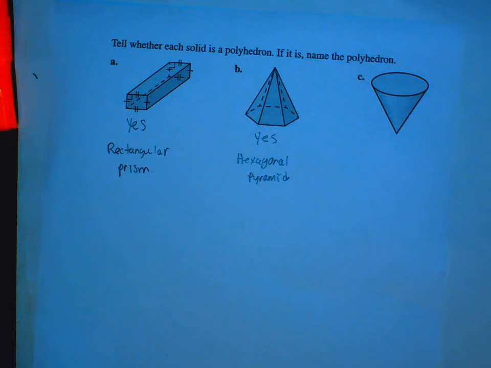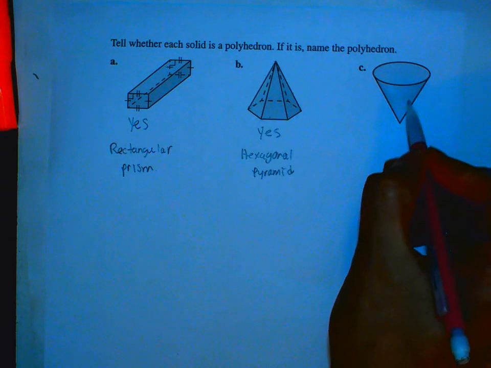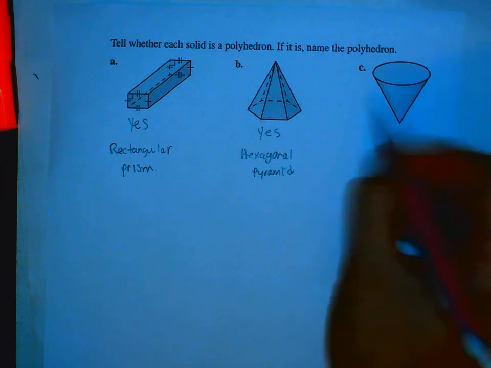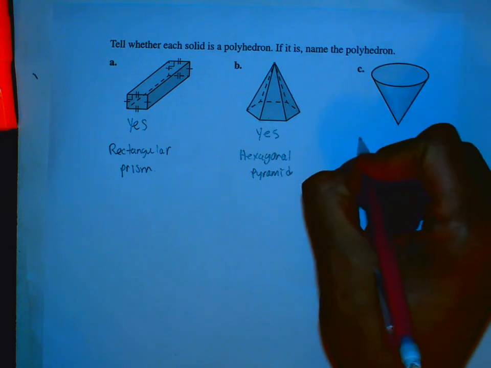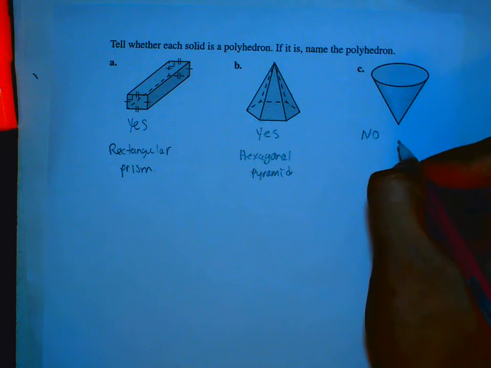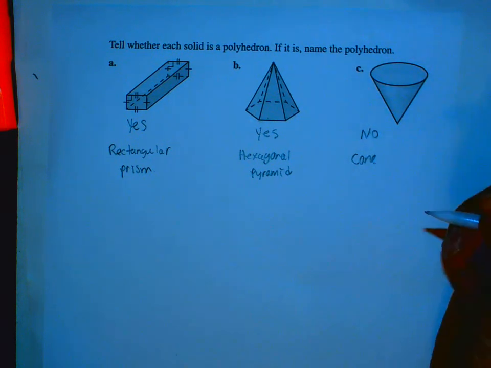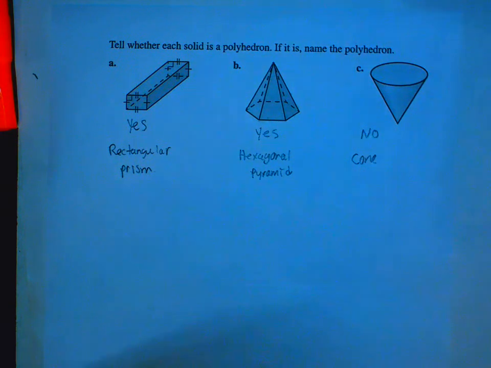And on the last one, you can see that there is curvature to the supposed faces of this figure. So is this a polyhedra? No. What will be the name of it? Well, we know it's a cone, even though it's not a polyhedra. So this was example number 1.